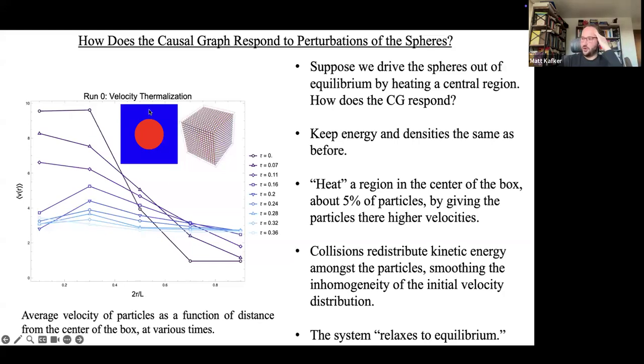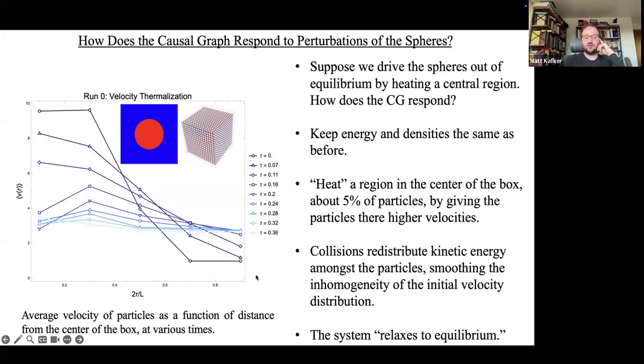This little inset here is a very crude illustration of what we're going to do. We have some system of particles. In this case, I guess they're arranged in some regular configuration. And then what we're going to do is heat up just a region in the center, and then let the system evolve over time. So we have a cold region, and then a hot region in the middle. Our intuition is that the hot region is going to spread out, and then everything is going to come to equilibrium at the same temperature, right?